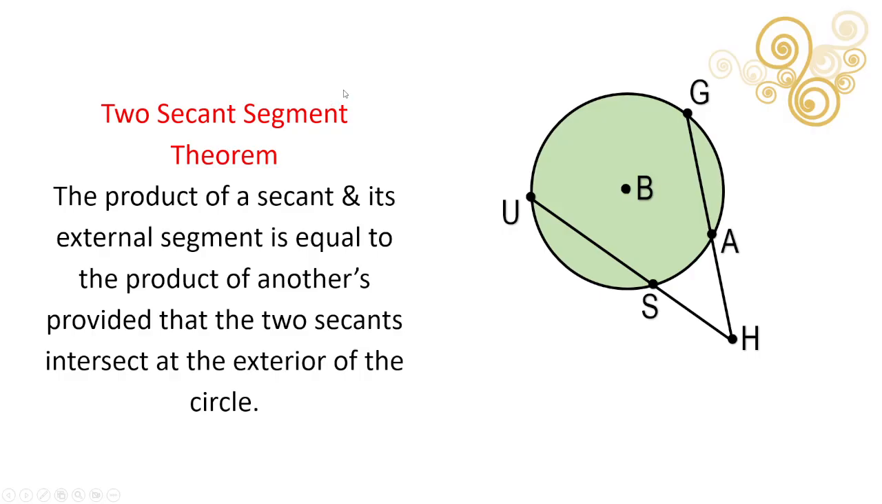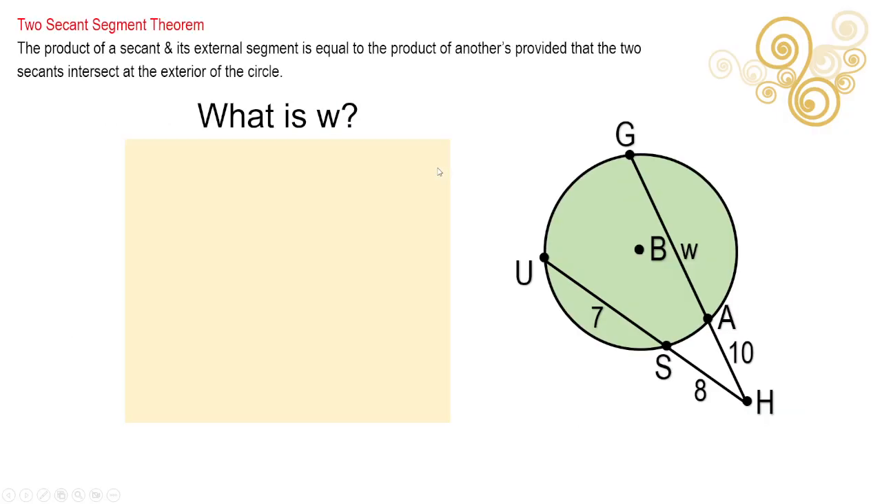So the idea of the theorem is that if you multiply the segment right here, say UH, and its external part right here, it will be equal to the other secant. So that would be HG times its external HA or AH. So they are equal, as simple as that. Nothing to bother. So we will now apply that with this problem.